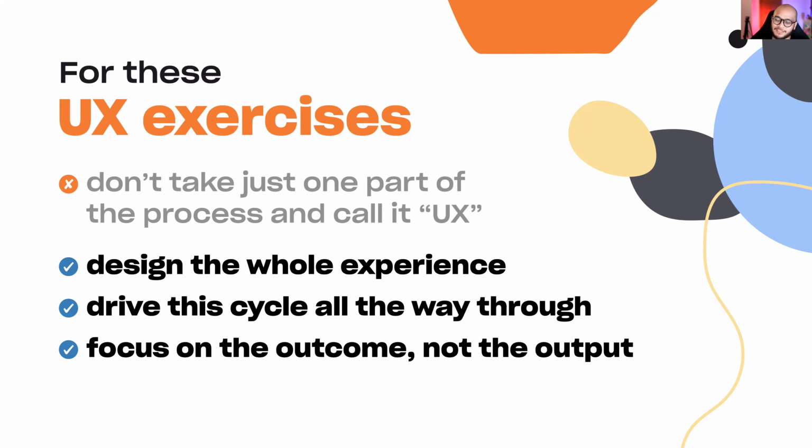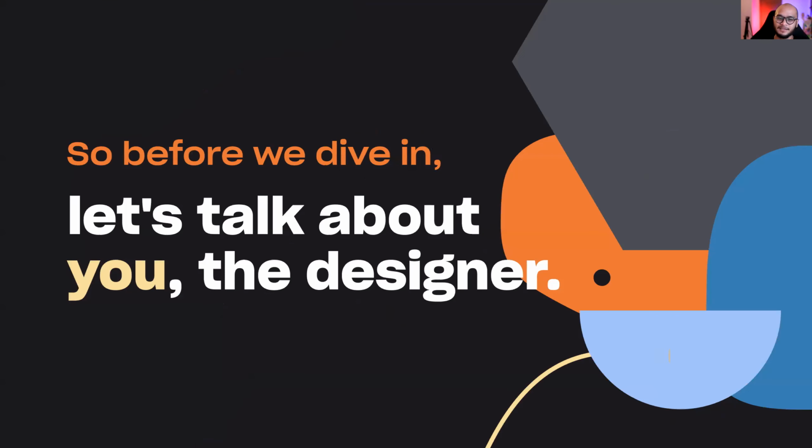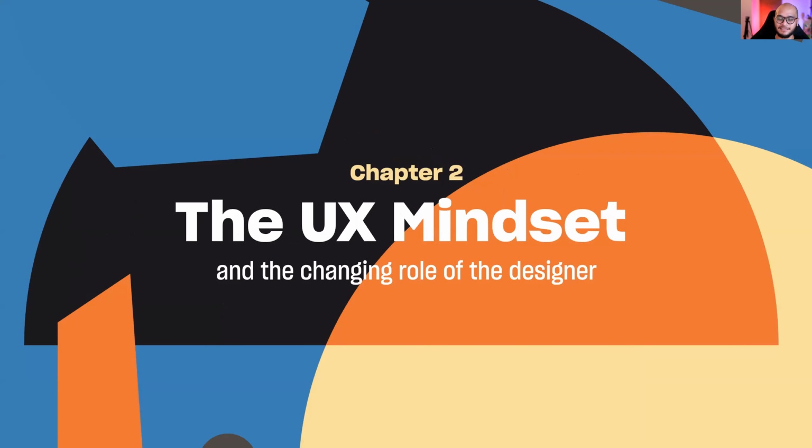Or your outcome may be even further, like you want to be fit or you want to be healthy. So there are different outcomes and jobs to be done depending on the user. They don't typically want to go to your website. It's just that they're there because they want their problems to be solved. So the easier you make the experience for that user, the sooner they'll get to their outcome. So again, this might be all overwhelming. Before we dive in, let's talk about you, the designer, and the UX mindset and the changing role of the designer.